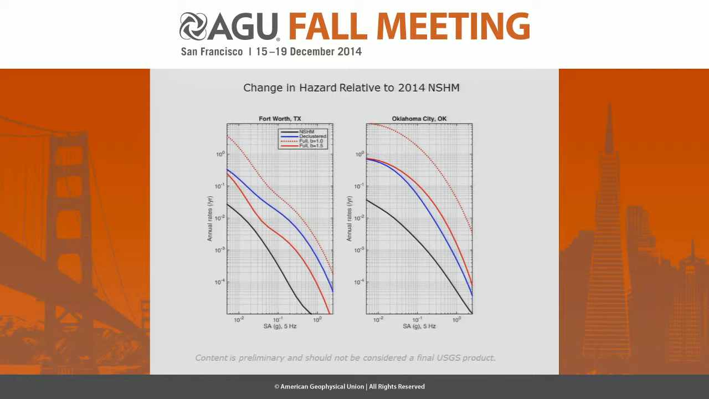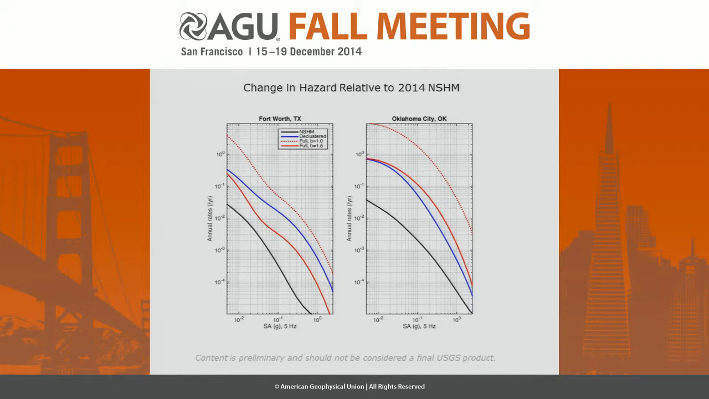As the last example, let me show you a couple of hazard curves. These are the hazard curves for Fort Worth, Texas, and for Oklahoma City. The base case from the 2014 map is shown in black, and then the elevated curves represent current conditions under different assumptions. The blue curve here represents the declustered catalog, so this deflates the answer somewhat.